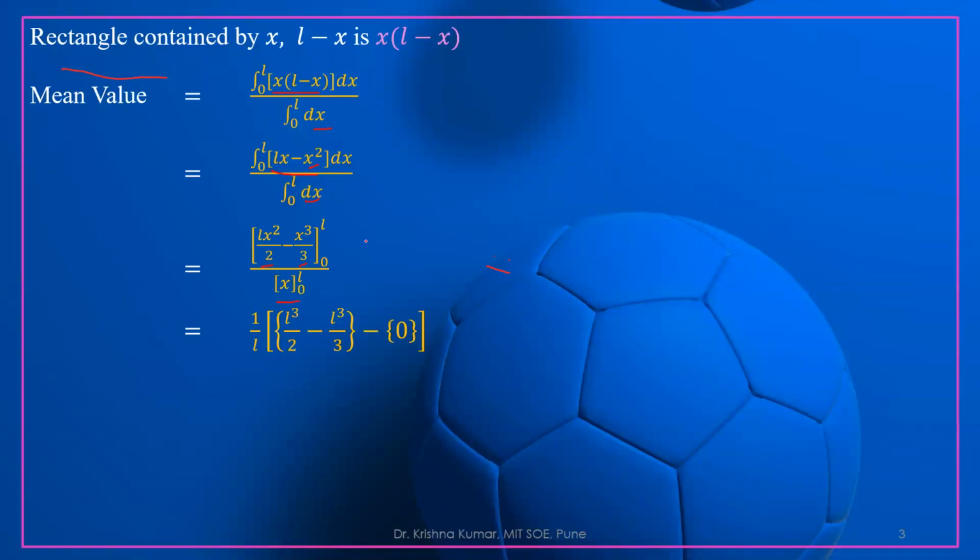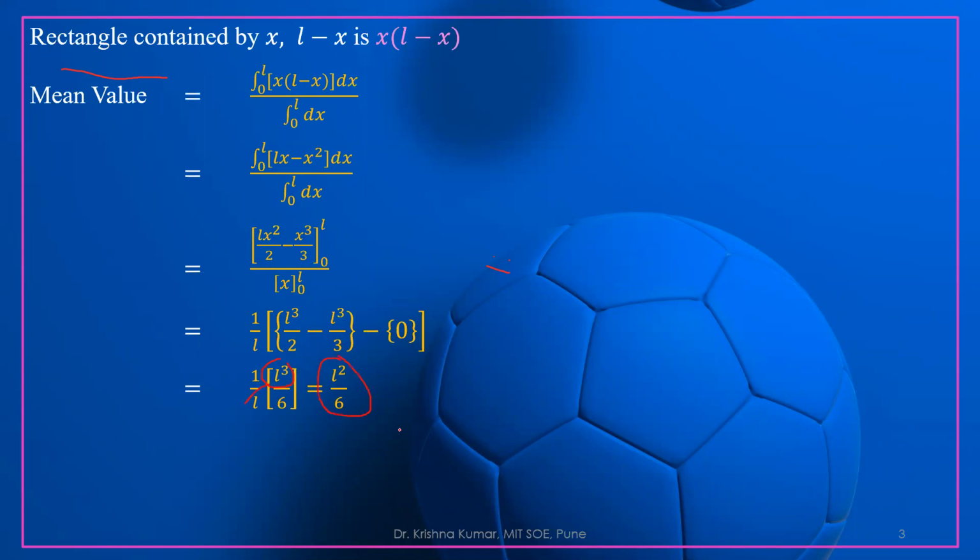So we can take 1 upon L. It is L cube upon 2, and L cube upon 3. And the lower limit will be 0, because x is present in both the terms. So it is 1 upon L times (L cube upon 2 minus L cube upon 3). This is (3L cube minus 2L cube) upon 6, which is L cube upon 6. So this one L will cancel, and we are getting L square upon 6.